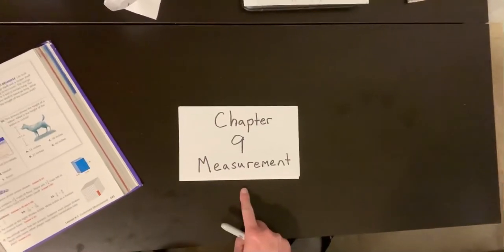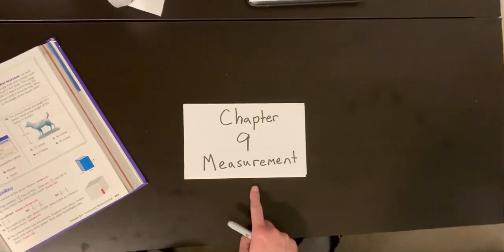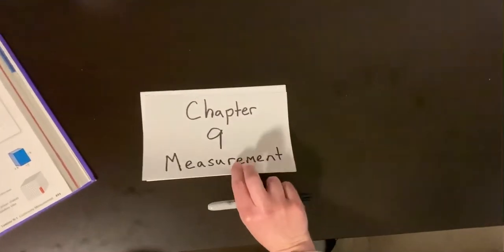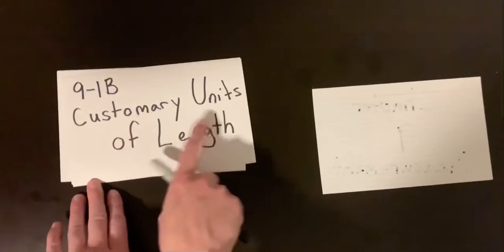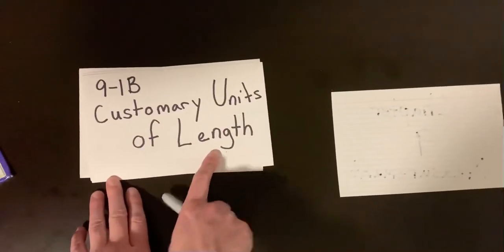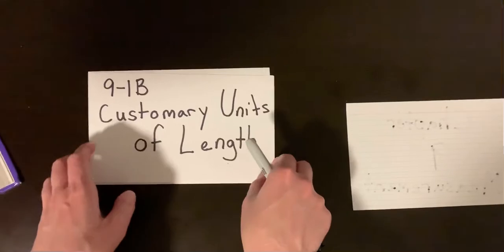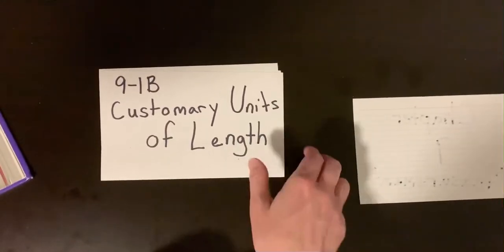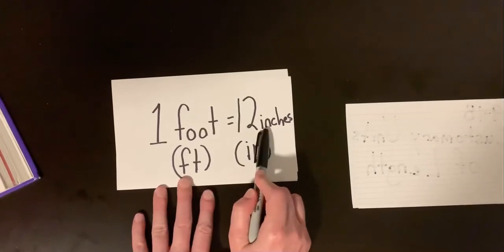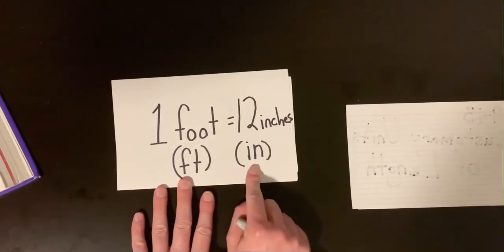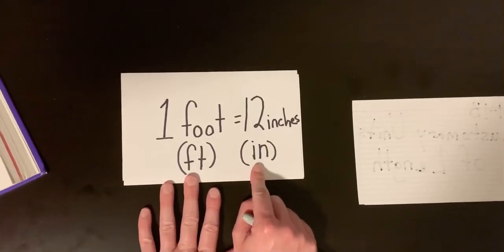So right now we're going to talk about Chapter 9, which is measurement. In the United States, we discuss measurements as the customary units of length. These are the measurements we use in the United States. The first measurement we're going to look at is inches. It is our smallest unit. It is abbreviated IN.